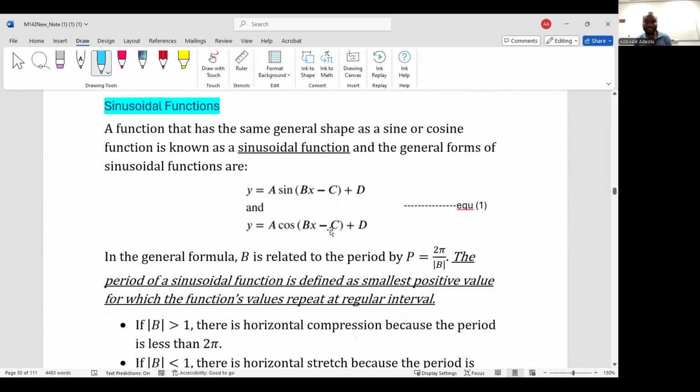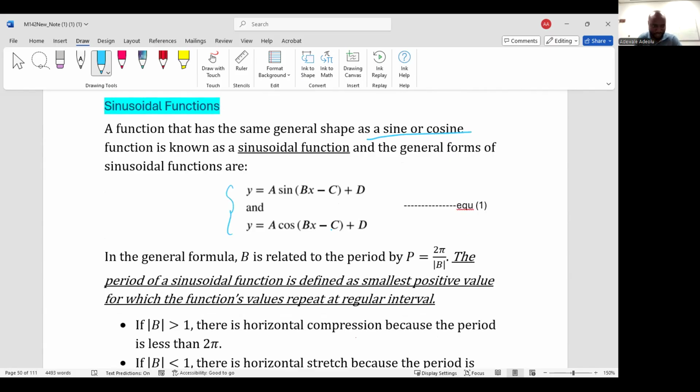Okay, let us continue our study. Now we give these kind of functions a special name. We call them sinusoidal functions. A function that has the same general shape as a sine and cosine function is called a sinusoidal function. And the general forms of sinusoidal functions are given as this.